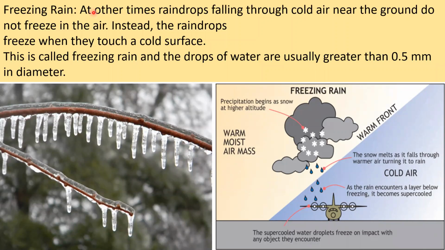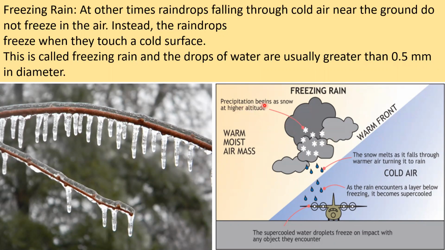Freezing rain. Sometimes raindrops falling through cold air near the ground do not freeze in the air. Instead, the raindrops freeze when they touch a cold surface, and this is called freezing rain. And the drops of water are usually greater than 0.5 millimeter in diameter. This diagram explains how freezing rain is formed.